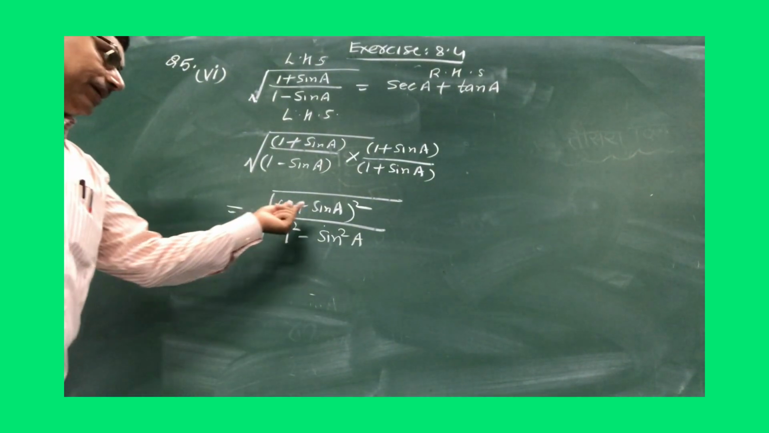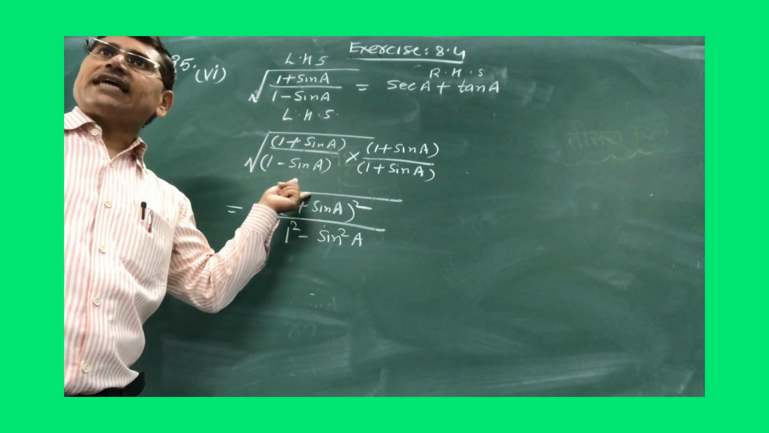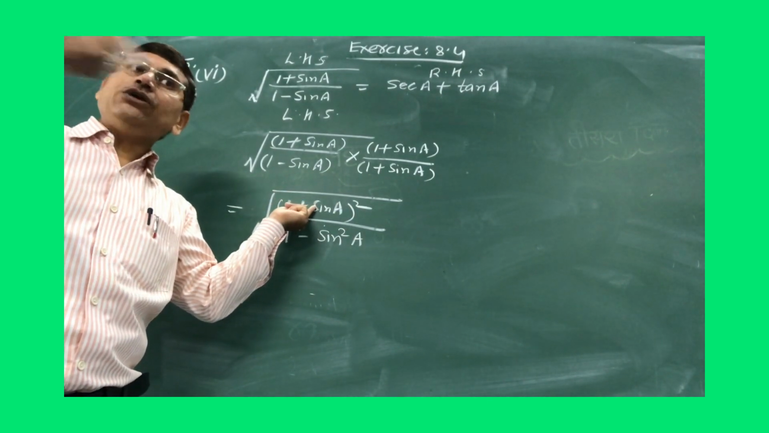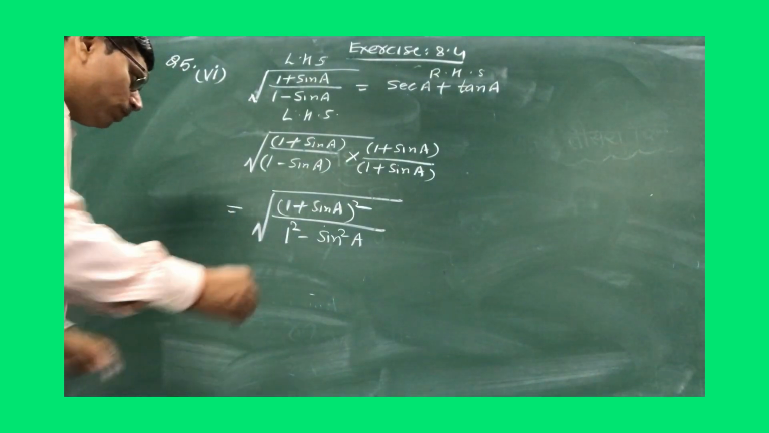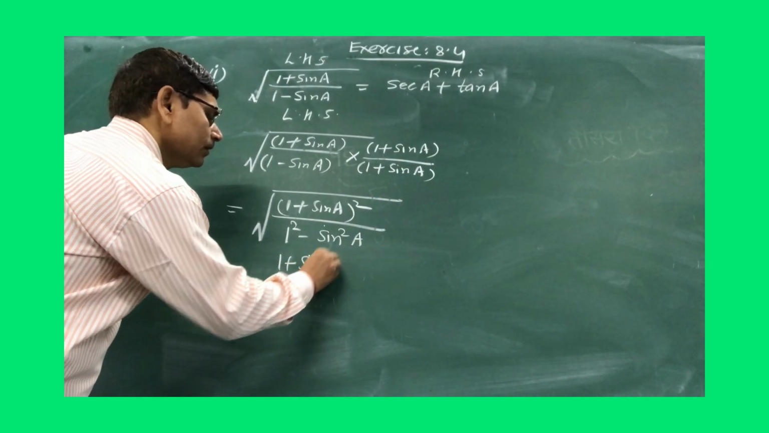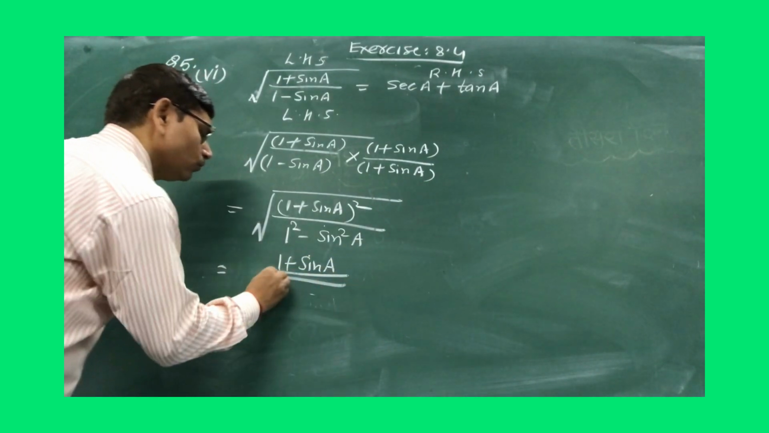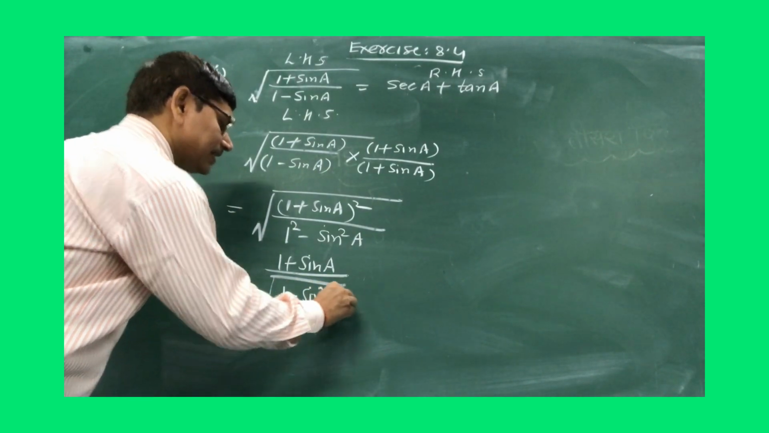Okay, but here you can see that this is the whole square. So the root is cancelled out only on the numerator, but not in the denominator. So you will write this step such that (1 plus sin A) divided by under root (1 minus sin square A). These are the necessary steps.